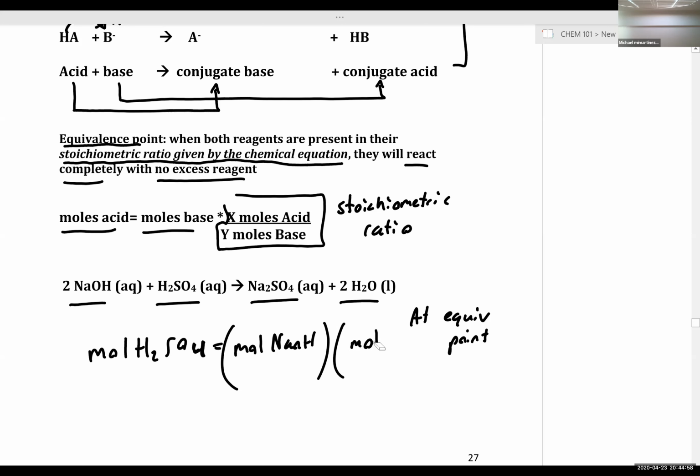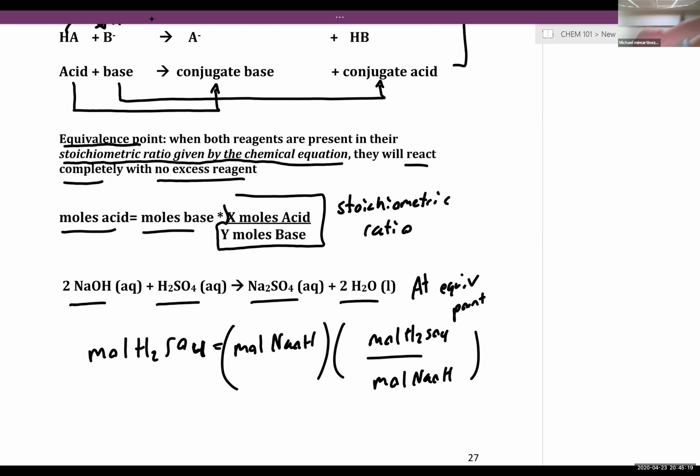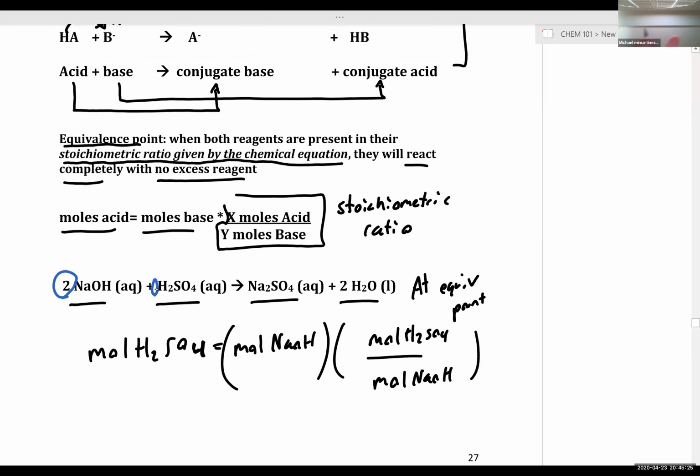Let me rewrite this. So at the equivalence point, my question to all of you is, how many moles of sulfuric acid react with how many moles of sodium hydroxide? What is our stoichiometric ratio for this chemical equation? What is our stoichiometry between sulfuric acid and sodium hydroxide?